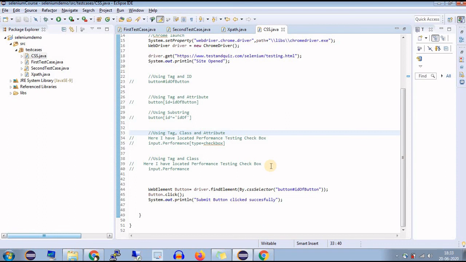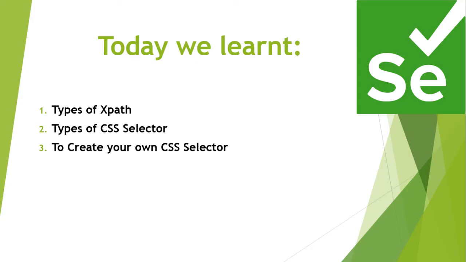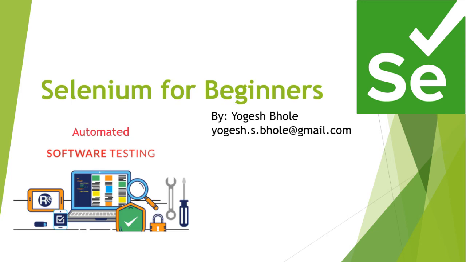So this was the video to understand the CSS selector methods. Here we end the third part of Selenium web locators. You have to practice these different methods with different web elements on different websites. Today we have covered additional types of XPath, then types of CSS selectors, and then we learned how to create our own CSS selectors using formulas. So that's it about the video.